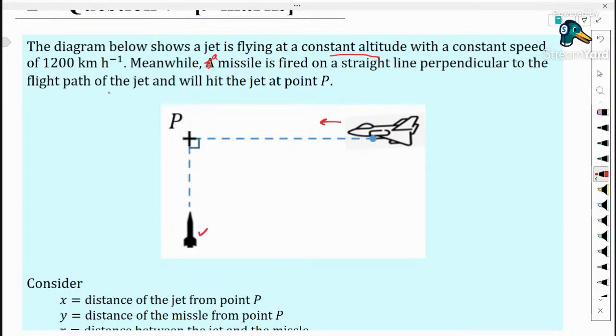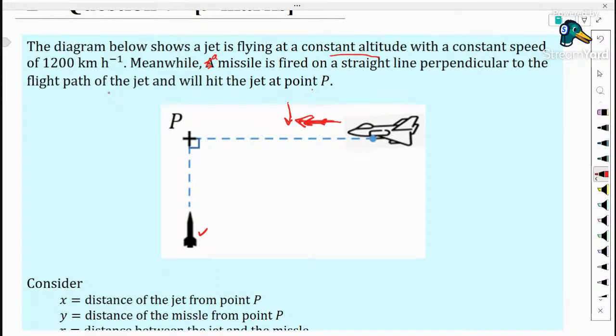This is the missile. It's fired on a straight line perpendicular to the flying path. And this missile will hit the jet at point P. All the story is summarized in the diagram, where you find out that the jet is flying smoothly at a constant altitude. That means it will fly as if in a straight line. It doesn't move up or down, but flies straight at the same altitude.